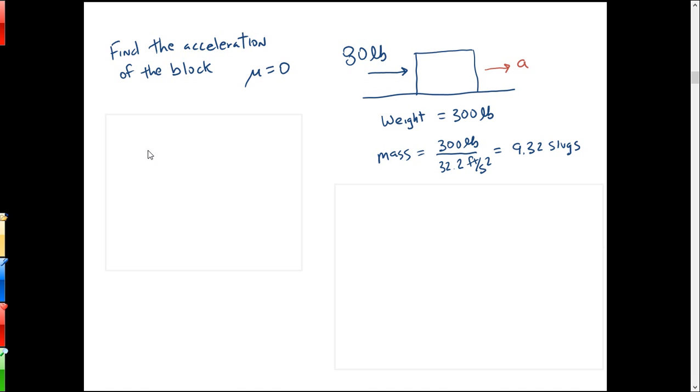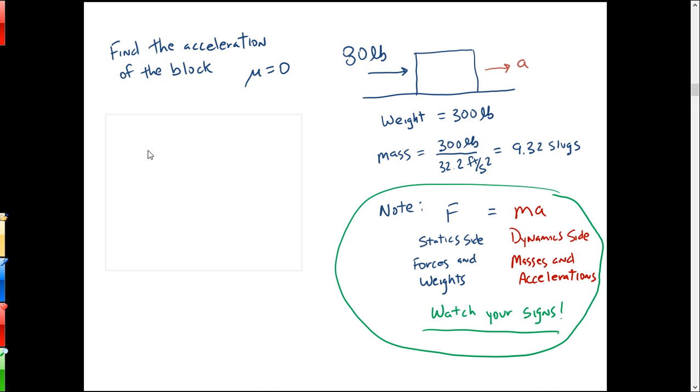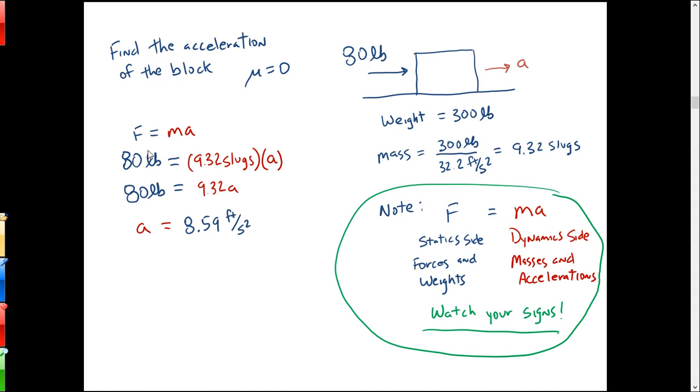So I get the mass, that's 9.32 slugs. Okay, I'm going to get F equals MA. F is what I call the static side. MA is what I call the dynamic side. Watch your signs when you're doing this stuff. Everything goes on its proper side of the equation. It gets the proper sign, and everything will be fine when it works out, okay? So I'll go F equals MA. F, what I would put in statics, would just be 80 pounds. It doesn't equal zero anymore now. It equals MA. So that'll be 9.32A, and I can solve for A. It's 8.59 feet per second squared.